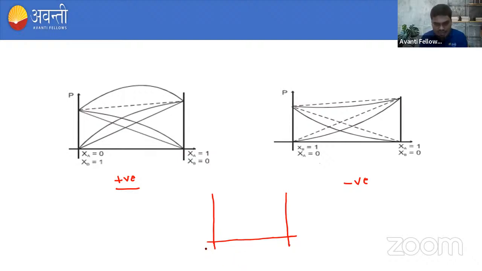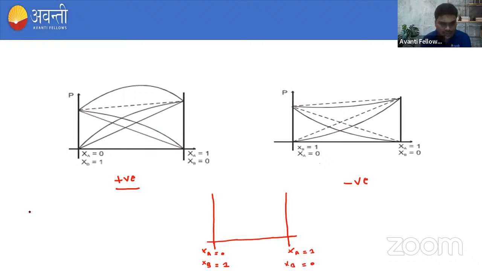Let us assume XA is 0. If XA is 0, then XB must equal 1, because this solution consists of only two components, solute and solvent. If one component is 0, then obviously the second component is present in the maximum amount. Now, slowly the value of XA is increased and reaches this point. At this point, XA becomes 1, so obviously XB becomes 0. This is the criterion for the mole fraction.